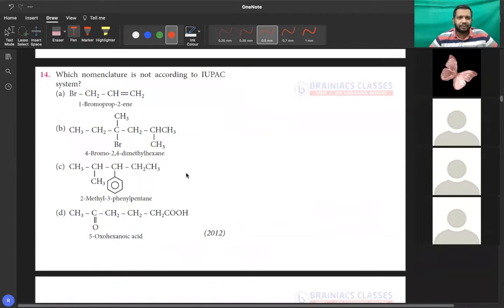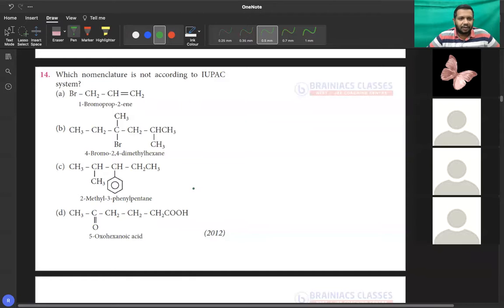Can you tell me the answer for this one? Which nomenclature is not according to the IUPAC system? Can you tell me?